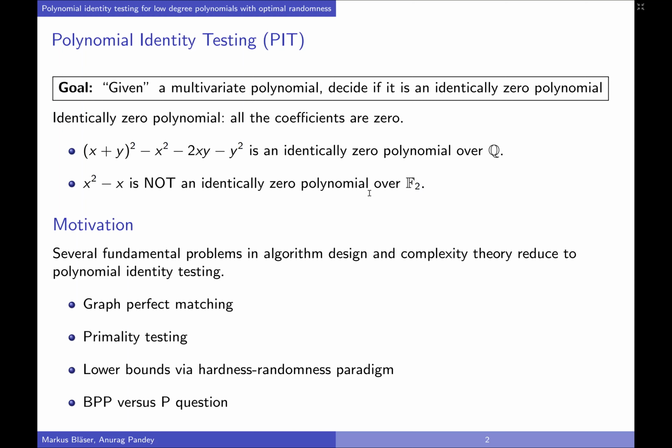For instance, testing perfect matching in graphs and primality testing reduce to PIT. And PIT is also known to be intimately connected to proving lower bounds via this hardness versus randomness paradigm. And it has also served as one of the flagship problems to understand the BPP versus P question.